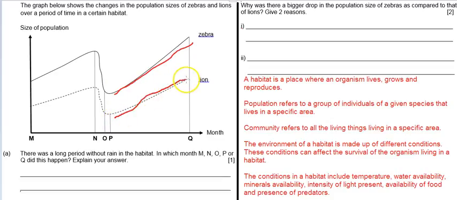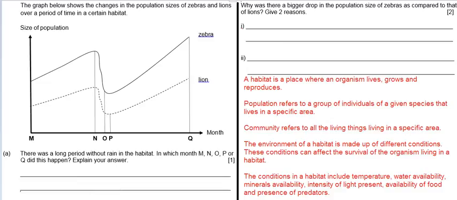So there must be something that happened at different points in time, because this is months. So months represent the time here. So there was a long period without rain in the habitat. In which month, M, N, O, P, or Q, did this happen?